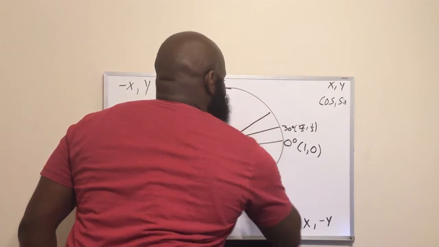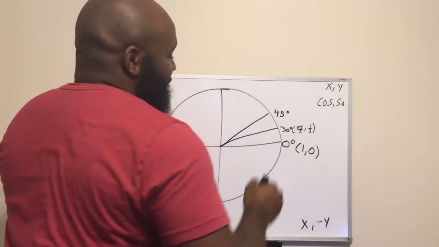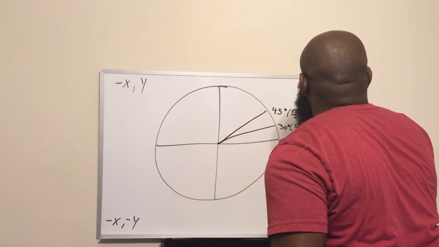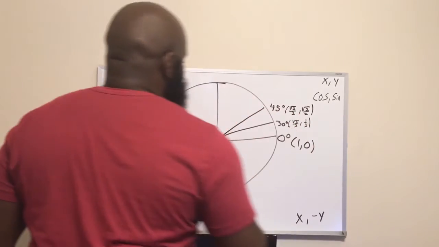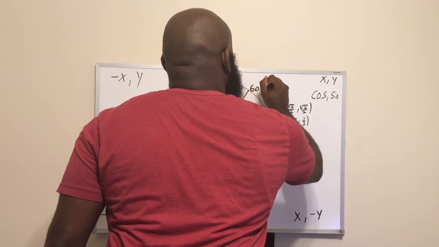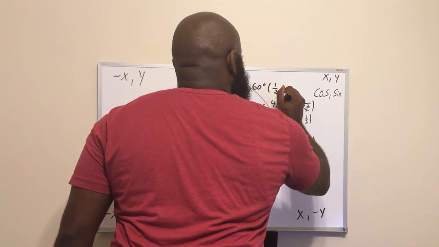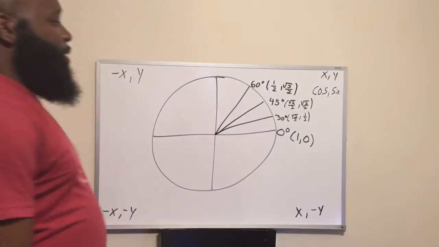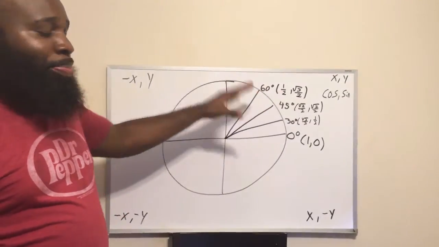And you have 45 degrees right here. At 45 degrees, your cosine is square root 2 over 2 and your sine is also square root 2 over 2. And you have 60 degrees right here. At 60 degrees, your cosine is 1/2 and your sine is square root 3 over 2. So we have 0 degrees, 30 degrees, 45 degrees, and 60 degrees. And that completes the first quadrant.